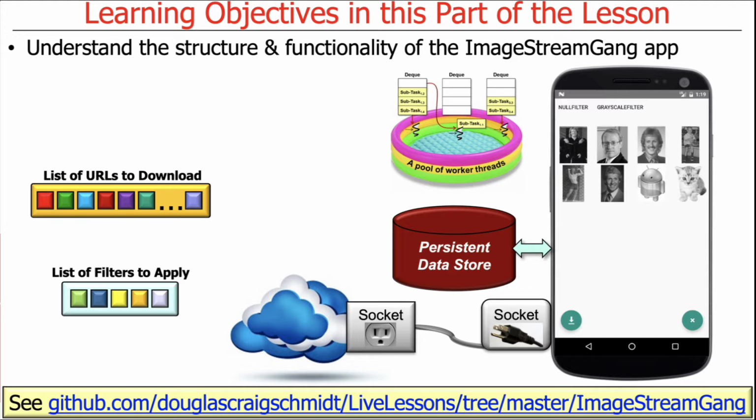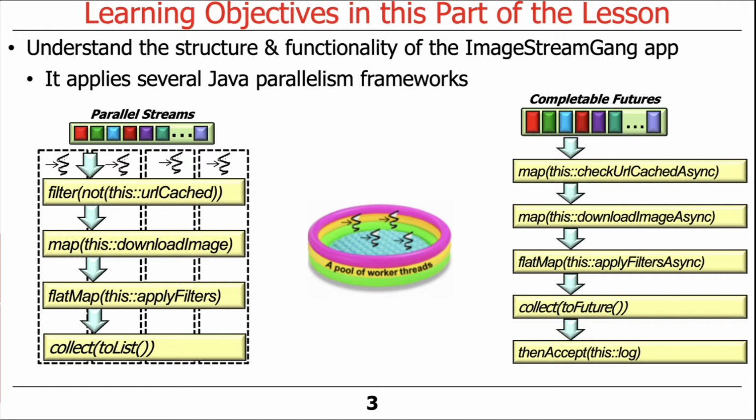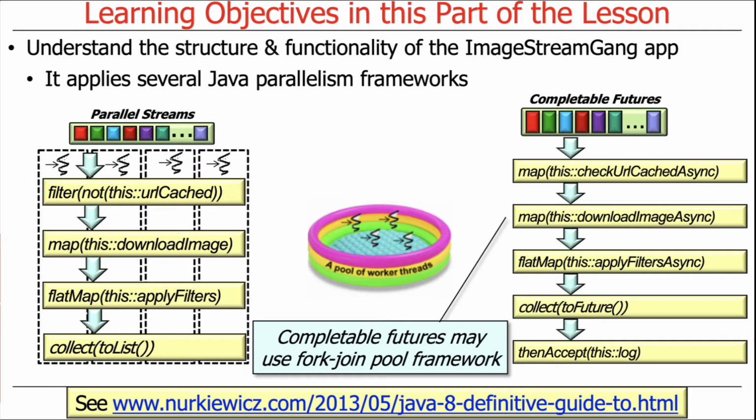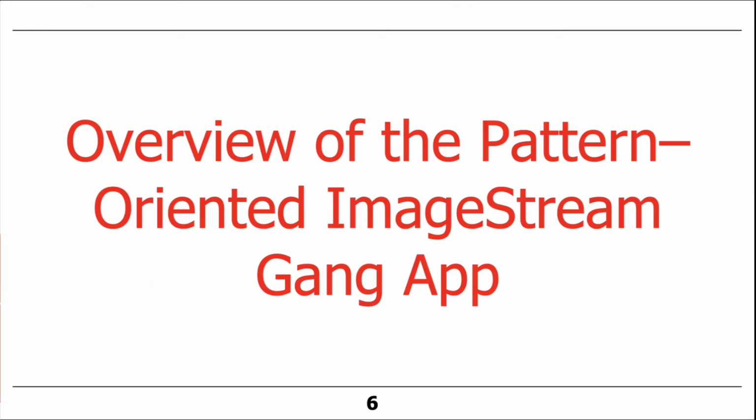So we're going to start off by talking about the structure and functionality of this app, which you can get at my GitHub repository. And there's actually a whole slew of concurrent and parallel frameworks that we show in this app. One of them is the parallel streams version, and that uses the common fork join pool. There's also a completable futures version, which we'll talk about later in the course when we talk about completable futures. And then just for good measure, there's also stuff that shows off various reactive streams frameworks like RxJava and Project Reactor. We won't talk about those at all right now, but we'll come back towards the end of the class and talk about them too.